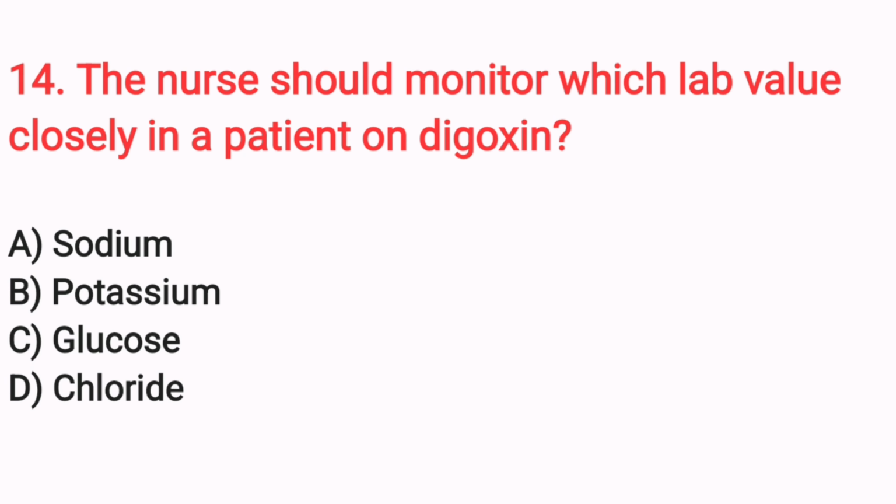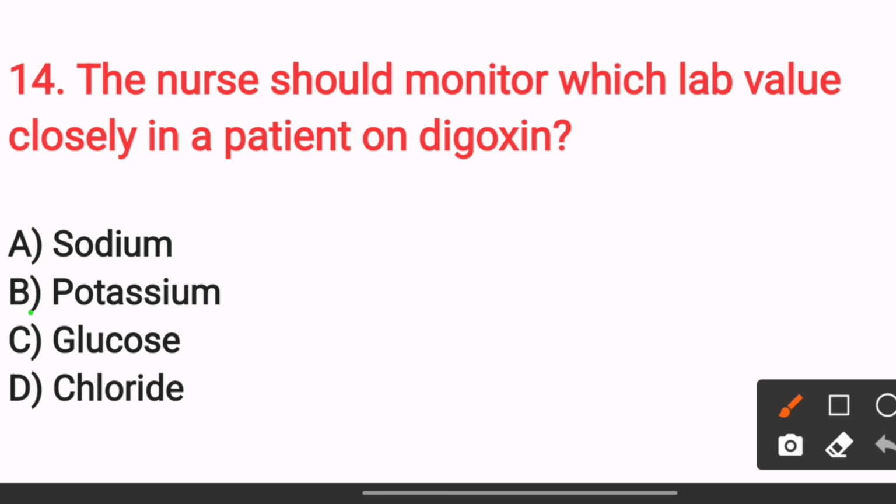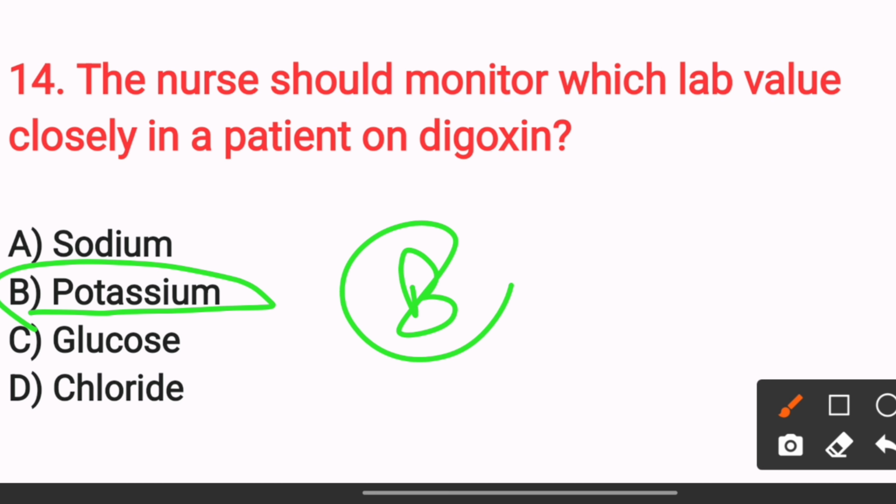Next, the nurse should monitor which lab value closely in a patient on digoxin? Option A, sodium. Option B, potassium. Option C, glucose. Option D, chloride. The answer is option B, potassium, because hypokalemia increases the risk of digoxin toxicity. Potassium level should be closely monitored.